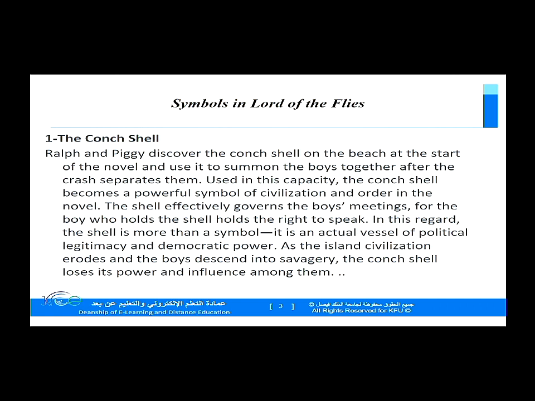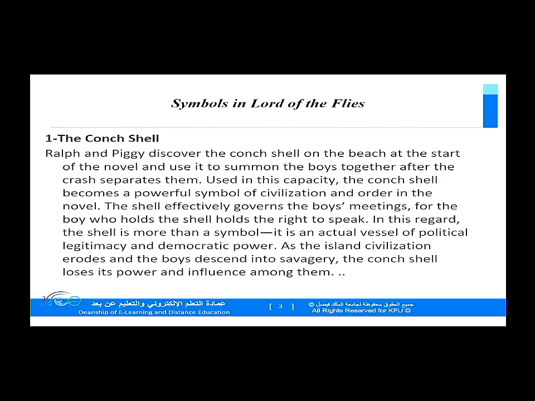The conch shell, as we saw, was very important. The children found it on the beach and immediately used it as an instrument to organize meetings, to summon the children, and to organize who gets to speak in a meeting. So it has a lot of symbolism. Ralph and Piggy discover the conch shell on the beach at the start of the novel and use it to summon the boys together after the crash separates them. Used in this capacity, the conch shell becomes a powerful symbol of civilization and order in the novel.